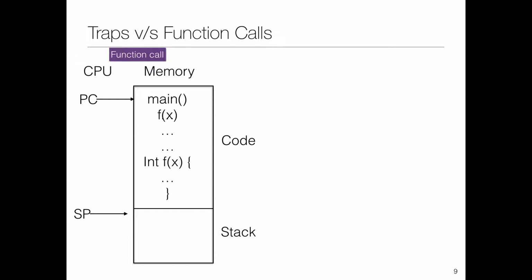So we stopped at this point yesterday. We want to look at the difference between a trap and a function call. So I assume that all of us know what happens when a function is being called.